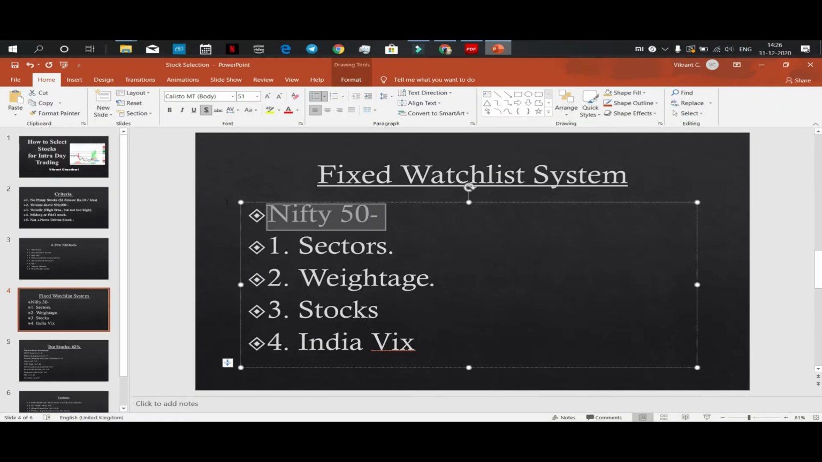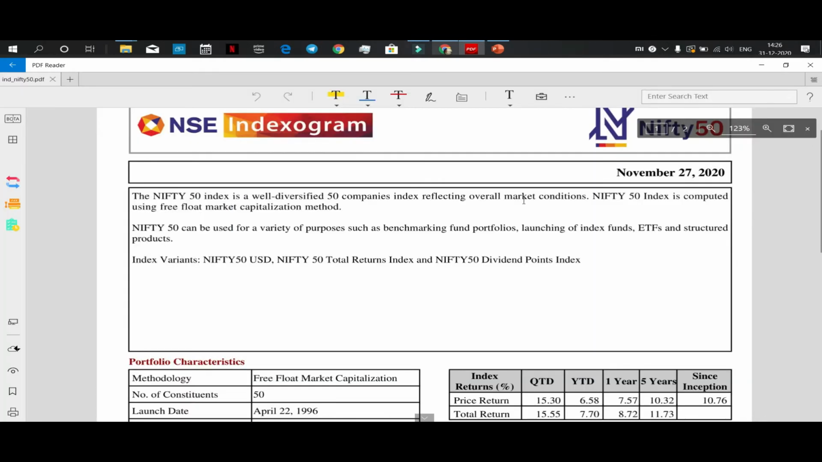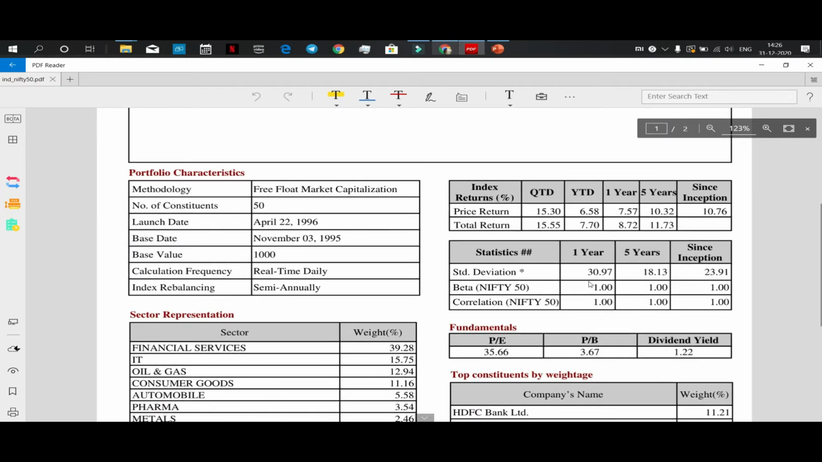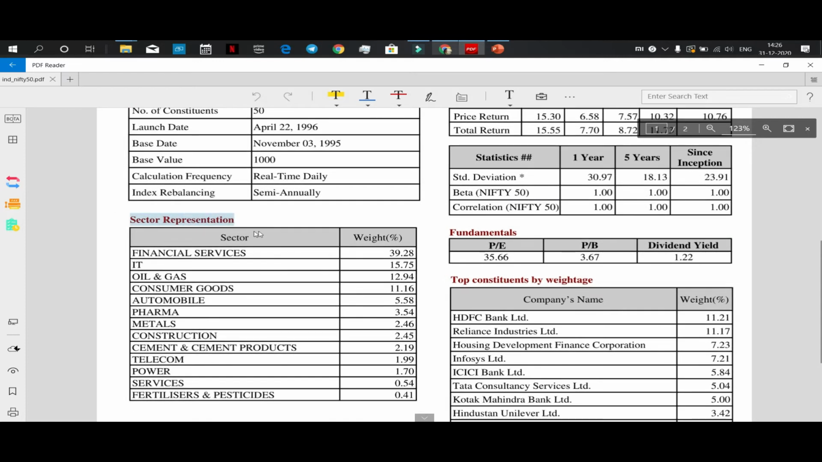Now the major index I follow is Nifty 50. So the first thing I'll do is I've downloaded the fact sheet of Nifty. I have downloaded it from the official website, and this is dated November 27, 2020. So here are a few things about Nifty, like what is the beta of Nifty, the standard deviation, the P/E ratio, and other things. Now what interests us is this part, sectoral representation. These are the various sectors that are combined in Nifty. So you can see that financial services, that is banking and NBFC, carry almost 40% weightage in Nifty.